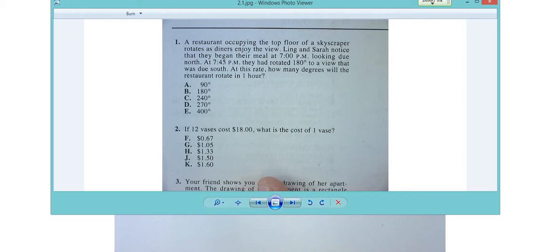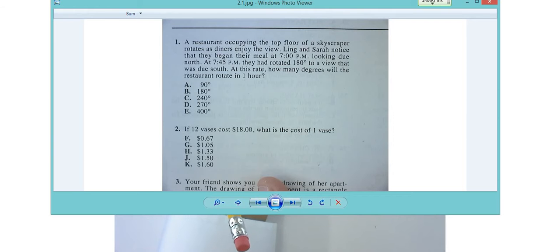Okay, for our ACT review, the first question that we have here for our ACT warm-up number 1 is going to be: a restaurant occupying the top floor of a skyscraper rotates as diners enjoy the view. Ling and Sarah notice that they begin their meal at 7 p.m. and looking due north. Okay, and then at 7:45 they have rotated 180 degrees.